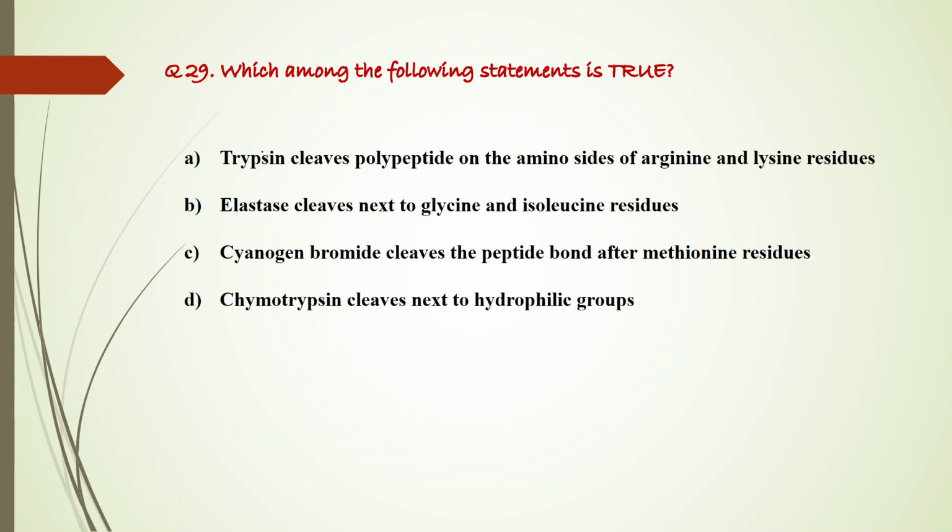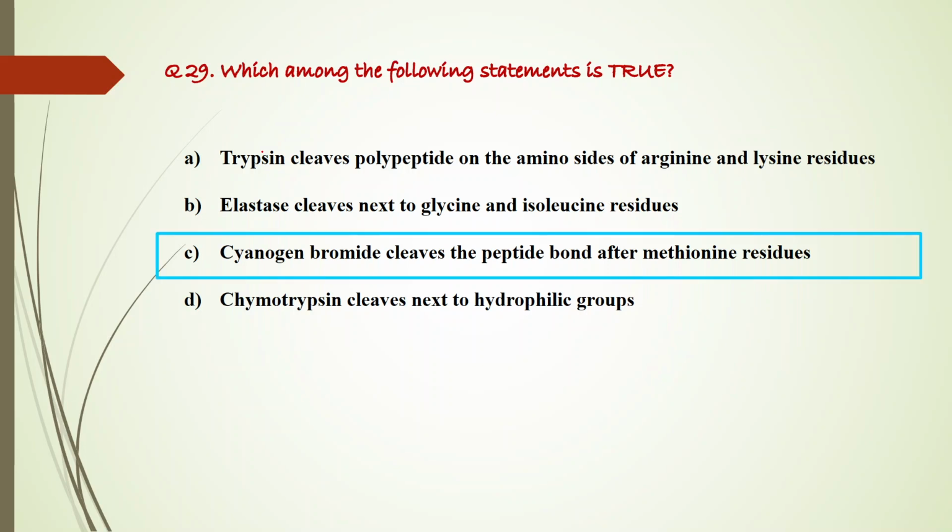Let us look at the next one. Which of the following statements is true? We already know this, that's why I am just showing it directly. Out of all those things, the first one states trypsin cleaves polypeptides on the amino sites of arginine and lysine. This is wrong, because yes, it does break after arginine and lysine, but not at the amino site. It breaks after the carboxyl site.